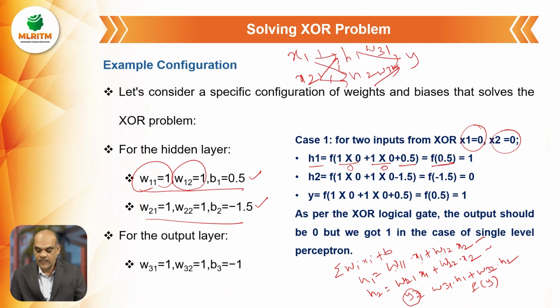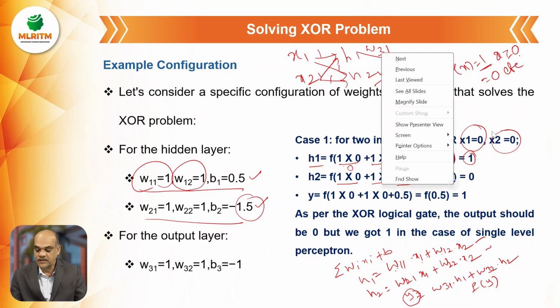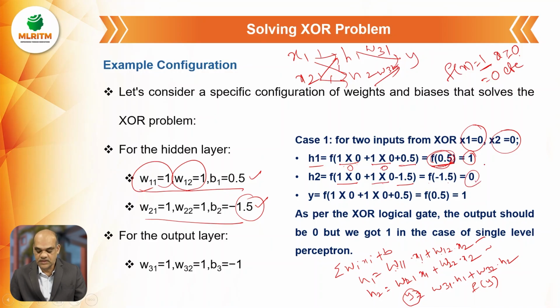F of 0.5. In the case of the normal activation function, how do we define it? f of x equal to 1 if x is greater than or equal to 0. Otherwise, we are going to get the output as 0. So here, f of 0.5, which is greater than 0, we are going to get 1 as the output here. In the same manner, for H2 also, 1 into 0 plus 1 into 0 minus 0.5. Bias is minus 0.5. So you are getting f of minus 0.5, which is less than 0, so you are getting the output as 0.